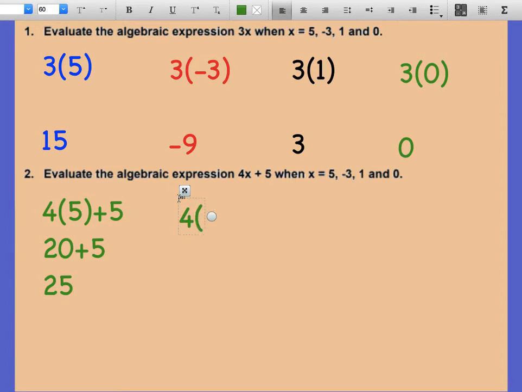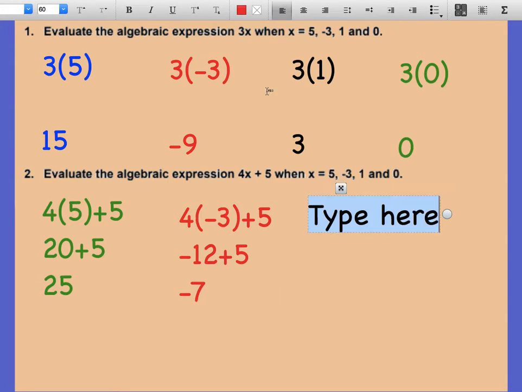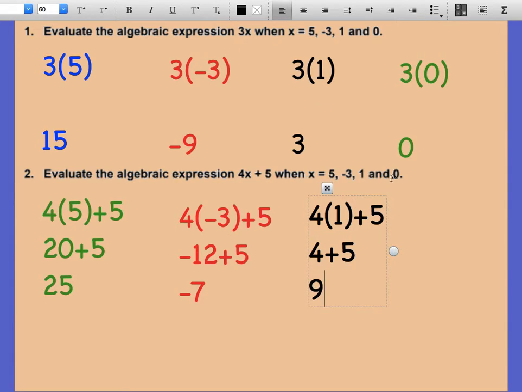All right, the next one we're going to substitute in a different value. This time we'll use negative 3. 4 times negative 3, we get negative 12. Plus 5, we get negative 7. The next one, we're going to substitute 1 for x. 4 times 1 is 4. Plus 5, we get 9 as our solution there.